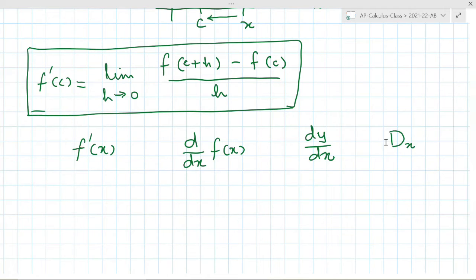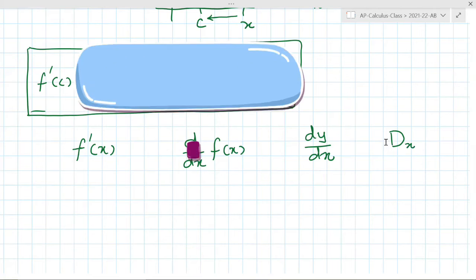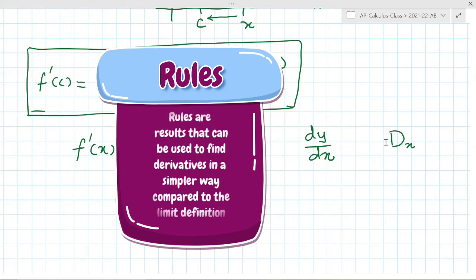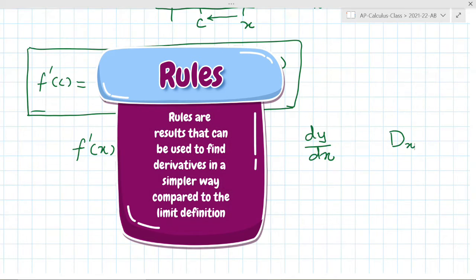We can use the definition to find the derivative, but it becomes a little bit tedious doing the same thing over and over again, and it's a long process. So mathematicians have been able to create some general results. They proved them using the definition, but now we can use those results to easily find the derivatives.